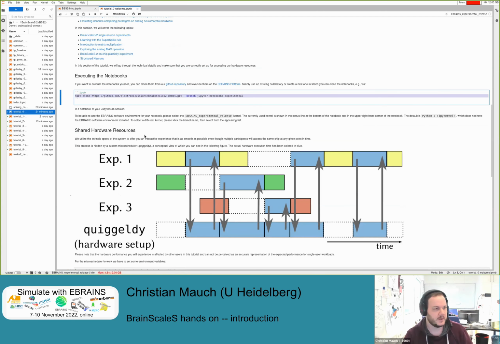I have one request in the chat. Yes. Zoom in a little bit on the text that you show in the notebook. It's very small. Yes, sorry. I hope this helps. Not ideally. So is this better? I guess so. Yeah.